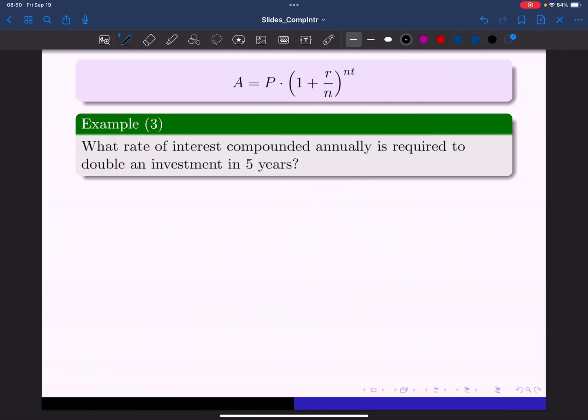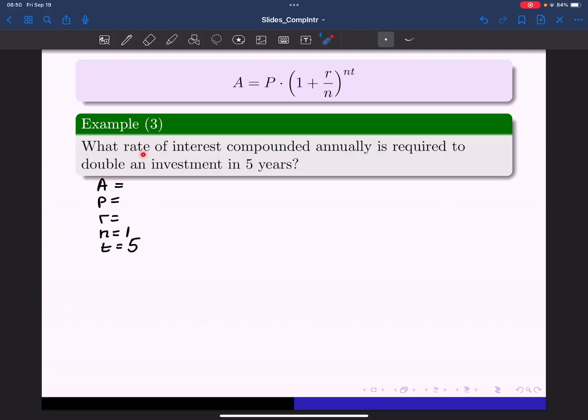Example 3. What rate of interest compounded annually is required to double an investment in 5 years? So now we're going to list again what we have: A, P, R, N, and T. So let's fill in what we know. 5 years would be my time, so T is equal to 5. Compounded annually, how many times per year? It's just 1 time per year.